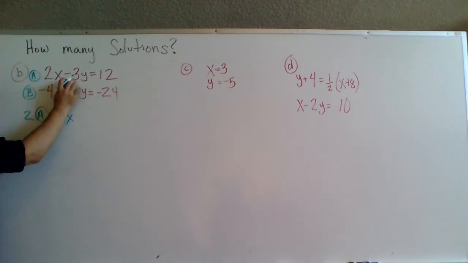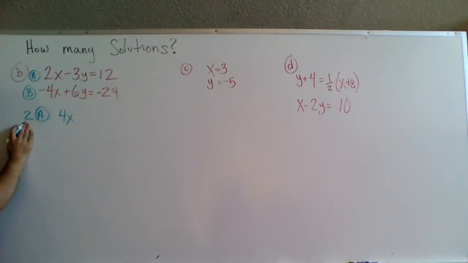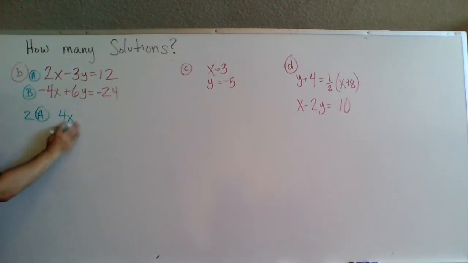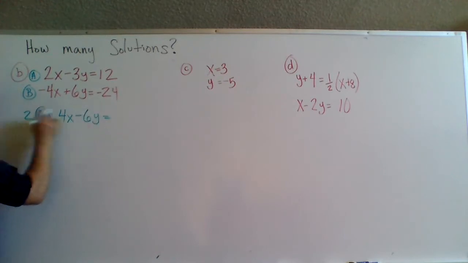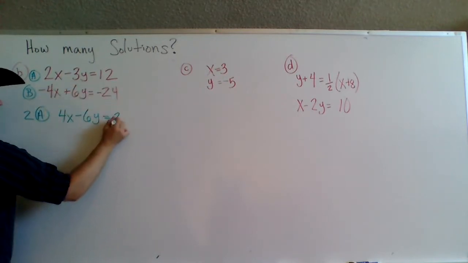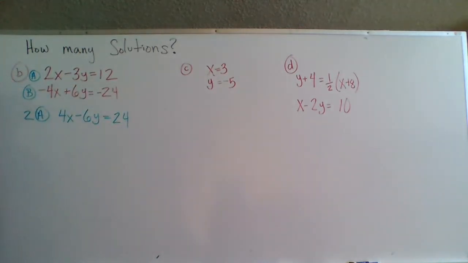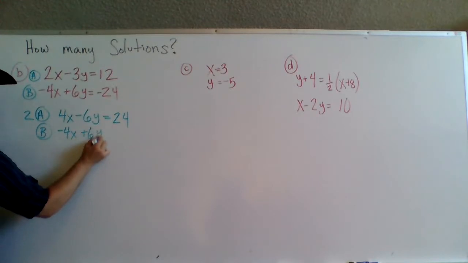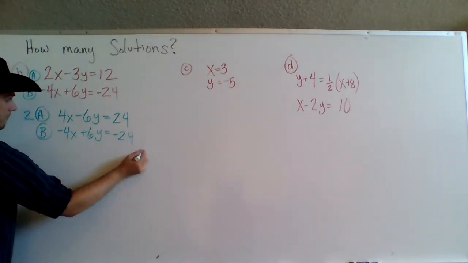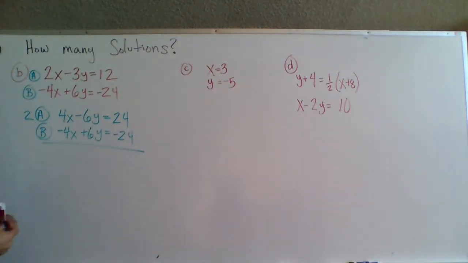I'm going to multiply each one of these terms by 2 though. So 2 times 2x is 4x. 2 times negative 3y is negative 6y. 2 times 12 is going to be 24. Okay, equation B here, I'm just going to copy down. Negative 4x plus 6y equals negative 24. I can go ahead and add these up.